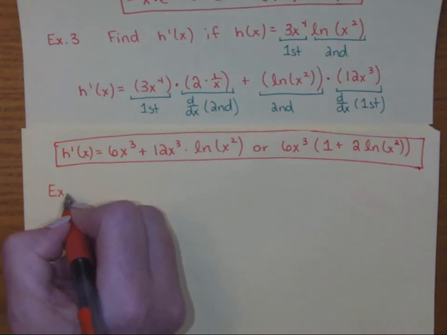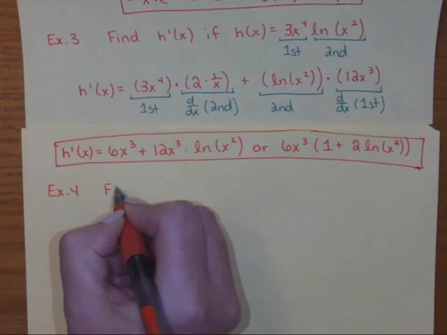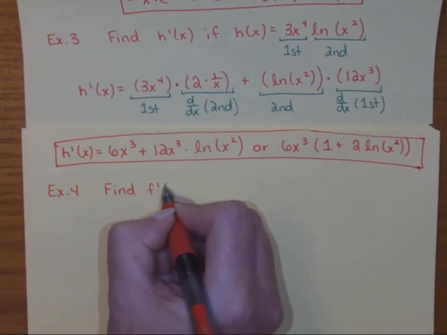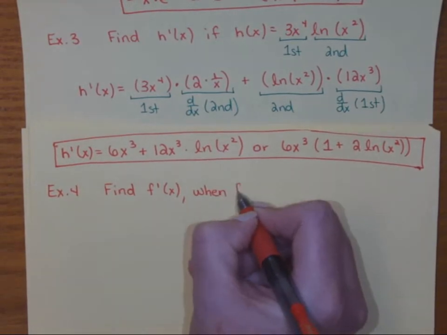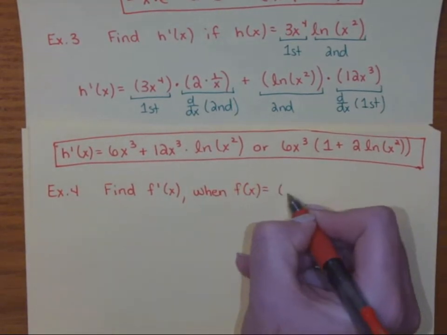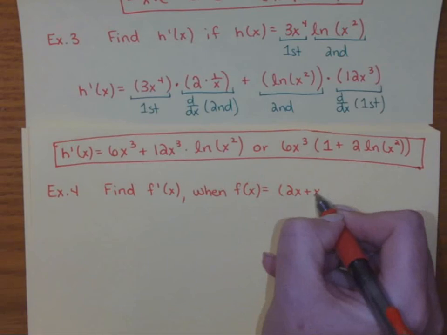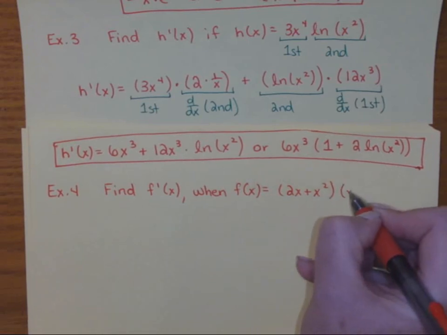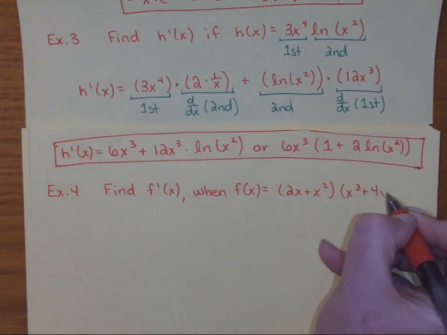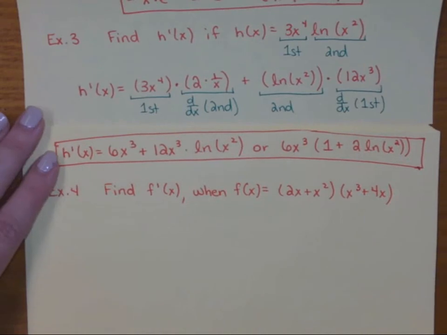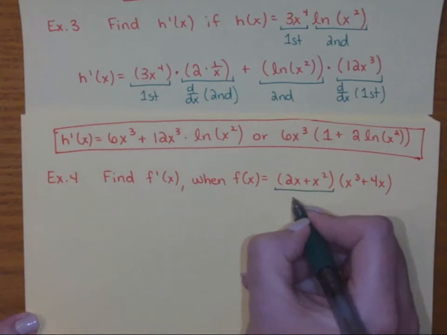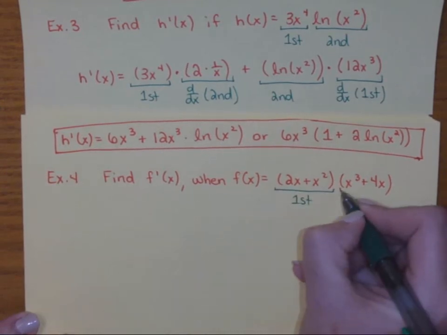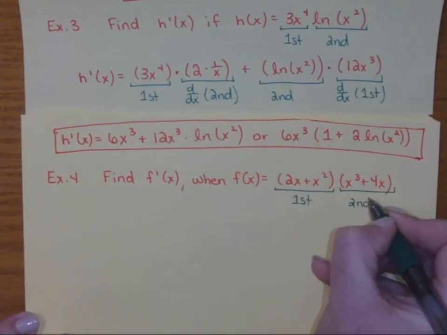Alright, so let's do one more and then we're going to look at the quotient rule. So find the derivative when f of x is equal to 2x plus x squared times x cubed plus 4x. It's easy to pick out what the first and second functions are when they give you parentheses. Clearly this is what they're wanting you to call the first function, and this is what we'll call the second function.